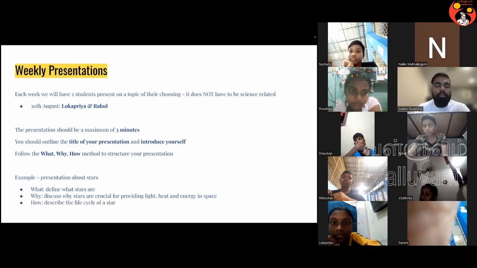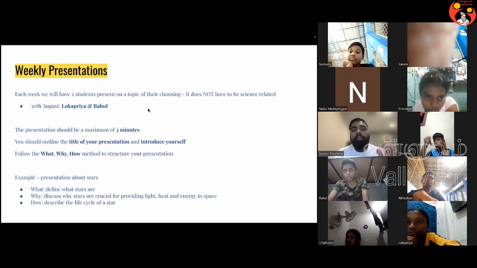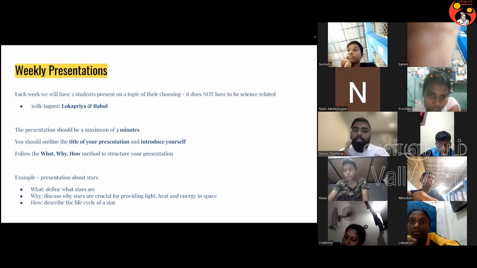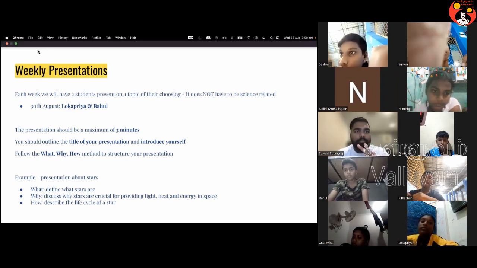And then how. So describing the life cycle of the star. So that's just an example. Like I said, it doesn't have to be science related. That was just to give you an idea of what the structure is like and what you need to have. So title of the presentation, introduce yourself, then follow the what, why, how, and maximum 3 minutes.